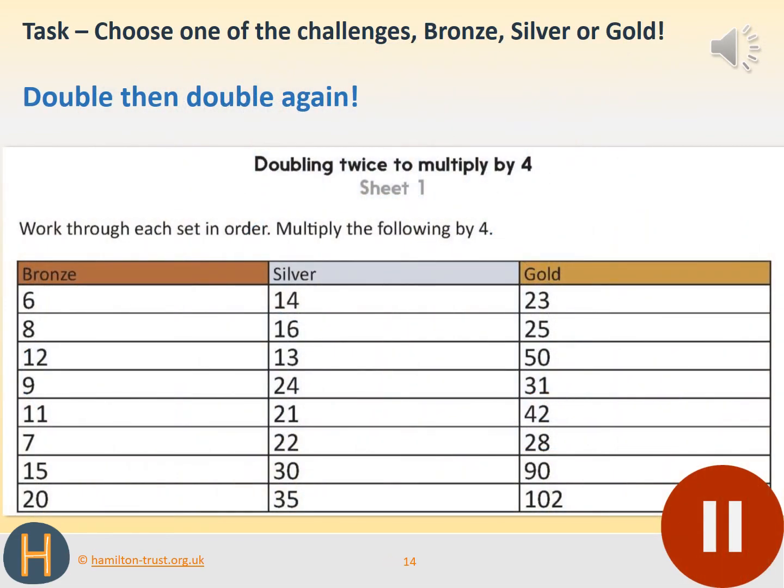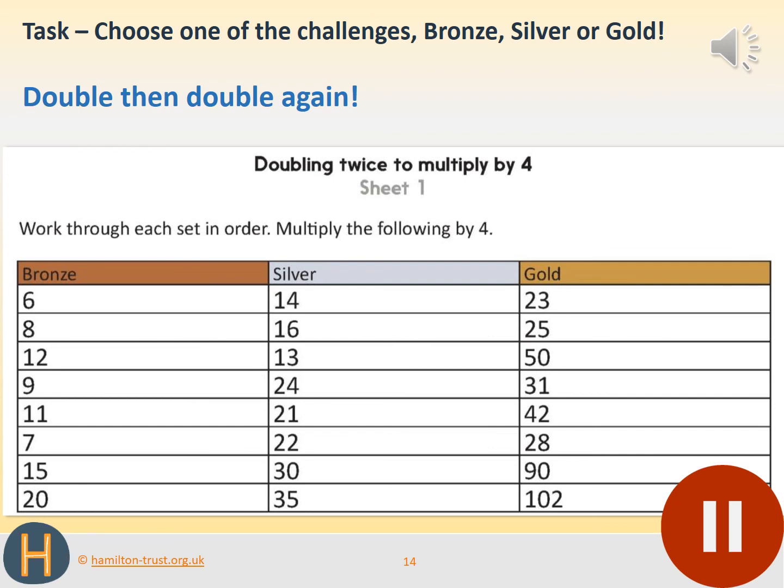Your task for today is to choose one of the challenges below, bronze, silver or gold. You are going to be using the mental strategy for multiplying by 4, using double and doubling again. Work through each set in order.